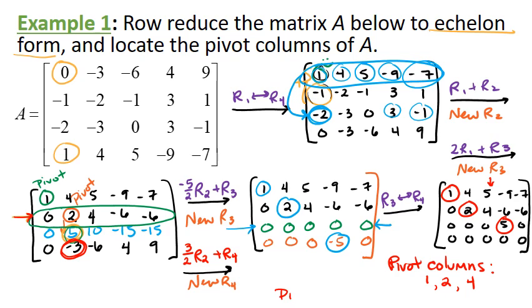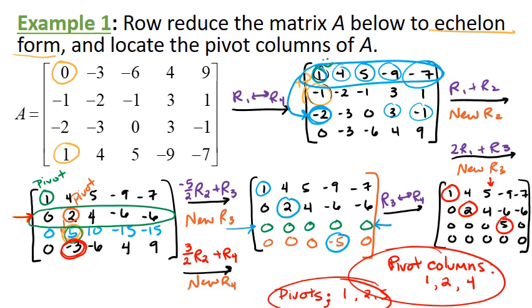And my pivots are 1, 2, and 5. Those are the values of the pivots. And this answers the question.